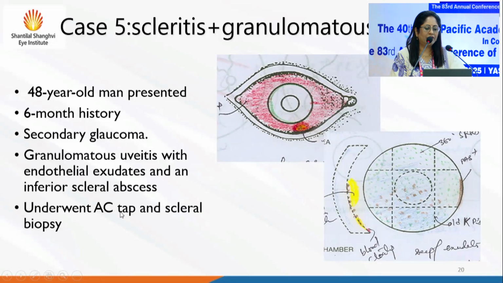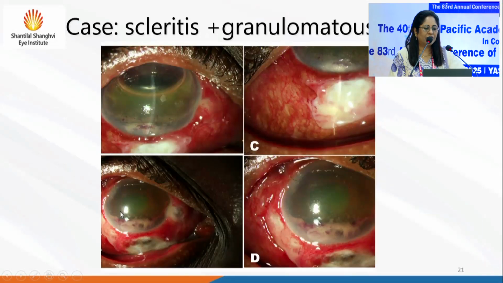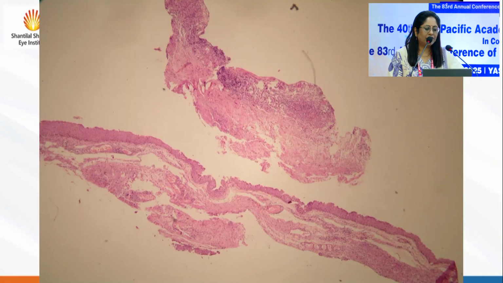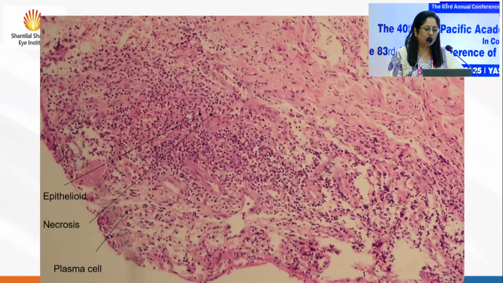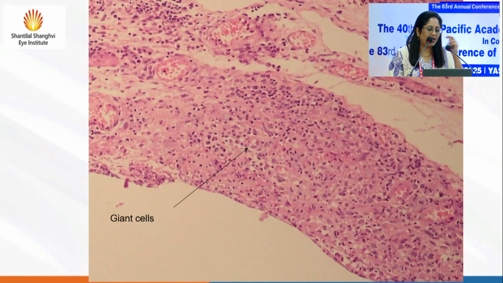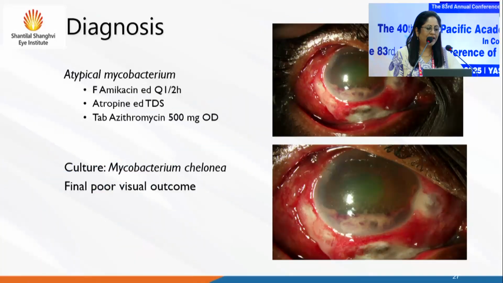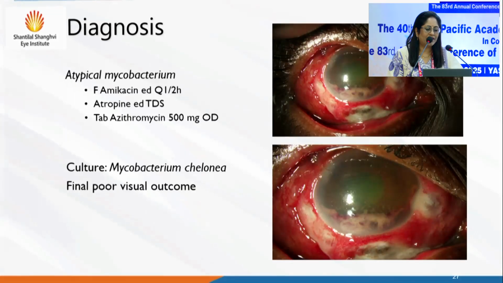I don't have the initial pictures, but pretty much post biopsy, this is what the patient looked like. So the histopathology actually revealed gram variable bacilli, which are acid fast and beaded. This was tissue that showed chronic inflammation with epithelioid and giant cells, and we could also isolate more bacilli. So finally, the diagnosis was atypical mycobacterium. Unfortunately, this patient did not have a great outcome, had extension of the infection despite our best efforts.